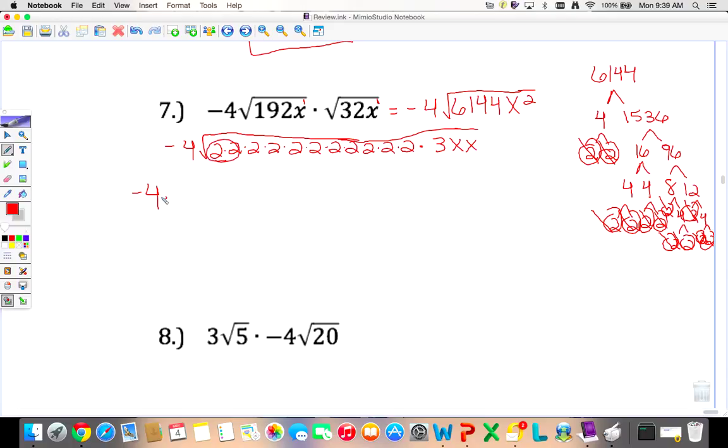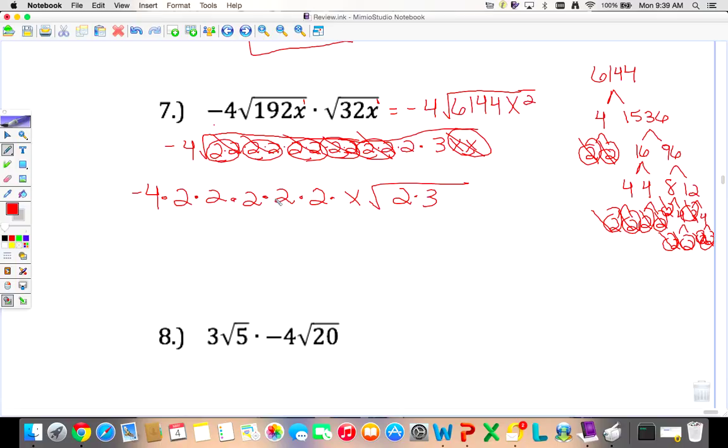And now I'm going to go ahead and start pulling out my pairs. So there's -4, pair of 2's, write it down, cross it out. Pair of 2's, write it down, cross it out. Pair of 2's, write it down, cross it out. Pair of 2's, write it down, cross it out. Pair of 2's, write it down, cross it out. And then a pair of x's, write it down, cross it out. And then all I have left on the inside is just a 2 times 3.